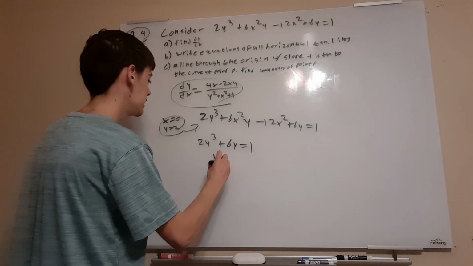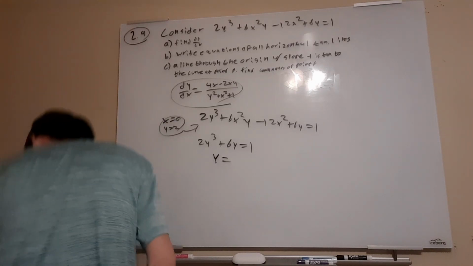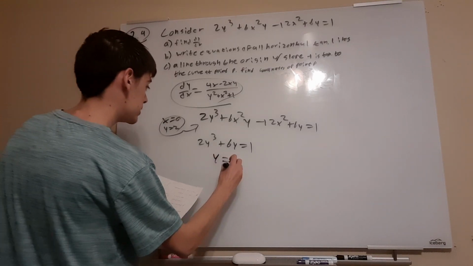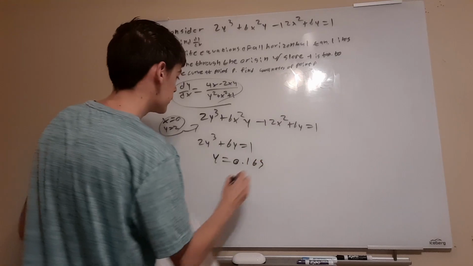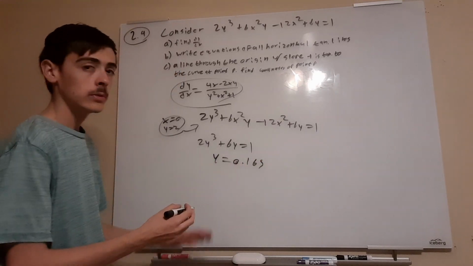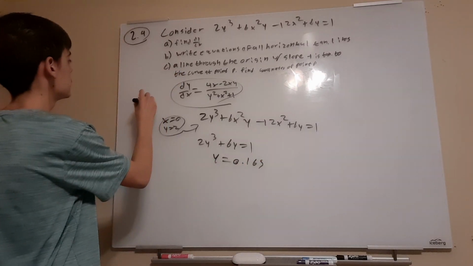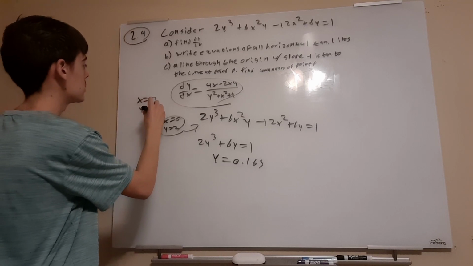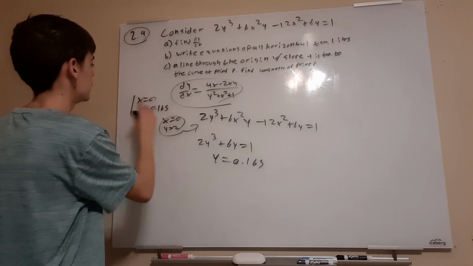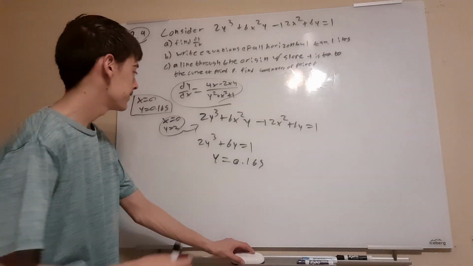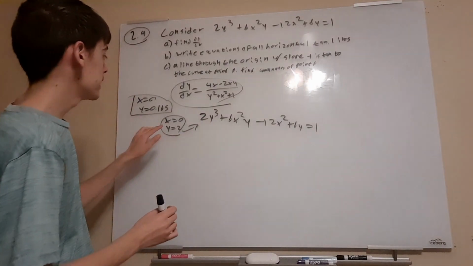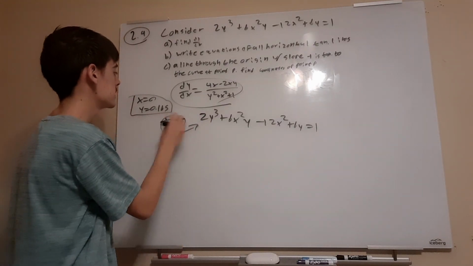We will get that y equals, let me check, y equals 0.165. And so that would be our y value. So when x equals 0, y equals 0.165. We'll save that for later when we write our tangent line. Okay, now we're going to plug in our other points. So we just did that x equals 0.